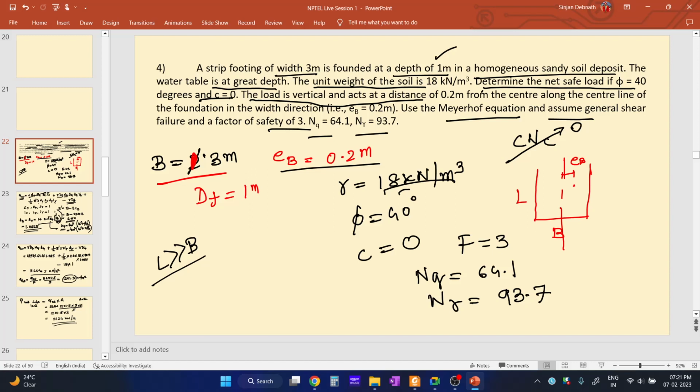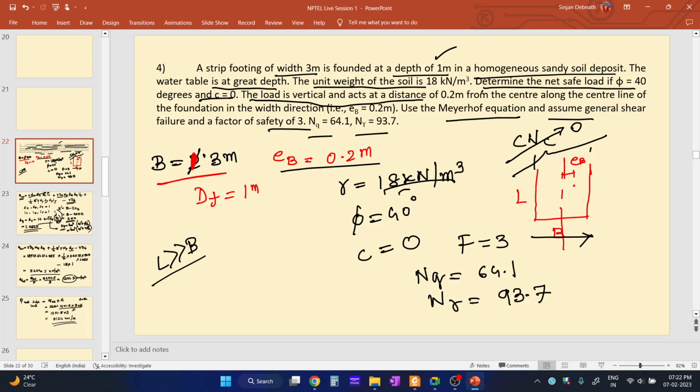The question is to determine the net safe load if phi equal to 40 degree and C equal to 0. The load is vertical and acts at a distance of 0.2 meter from the center line of the foundation in the width direction. This one is width, and this one is length, which is very long. Along the width direction, the load is acting at a distance of 0.2 meter.